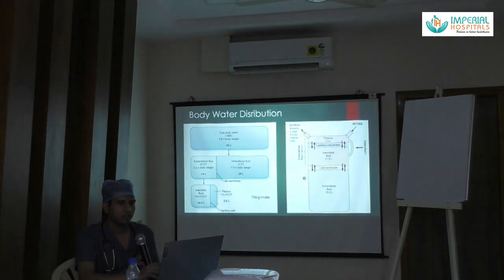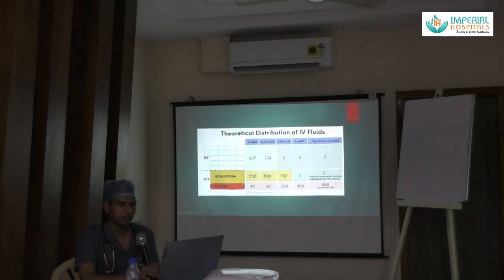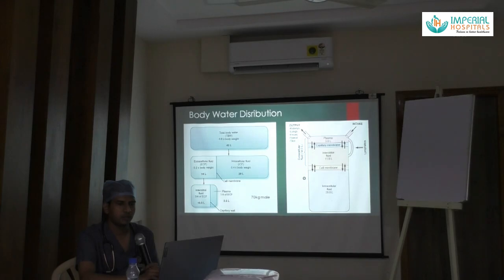We see here plasma and interstitial fluid are separated by a capillary membrane. They have small pores which allow small molecules like electrolytes to pass freely through this membrane. The extracellular fluid and intracellular fluid are separated by a cell membrane, which does not allow free flow of these electrolytes.